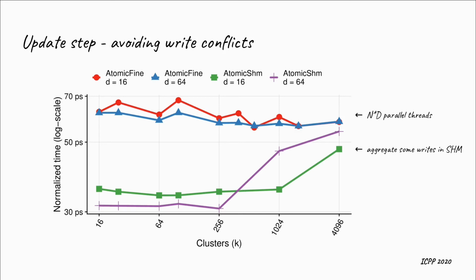On the other hand, if the number of clusters is high, the shared memory strategy actually starts requiring too much shared memory, and also the probability of saving a conflict decreases, so the efficiency of the shared memory strategy decreases as well, up to the point where it is probably just as fast as the atomic find update strategy.